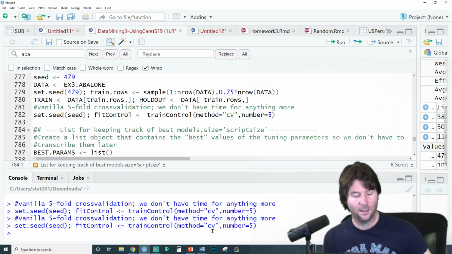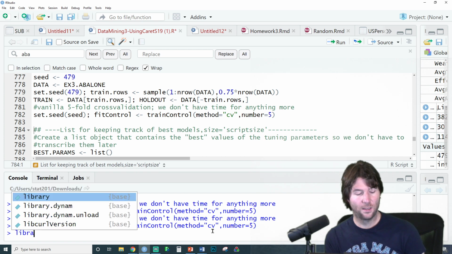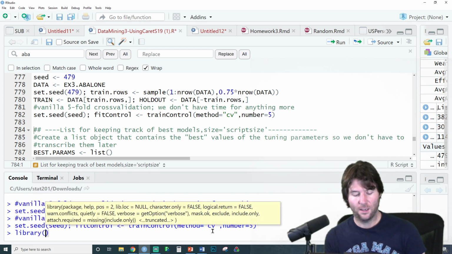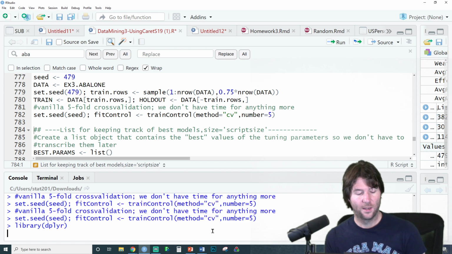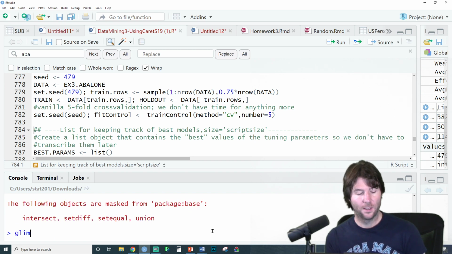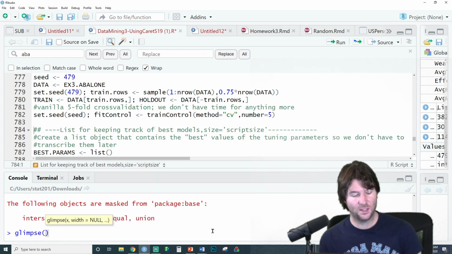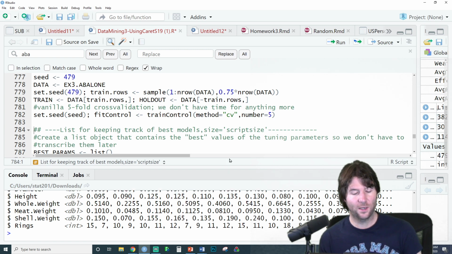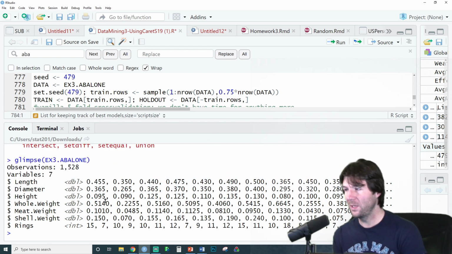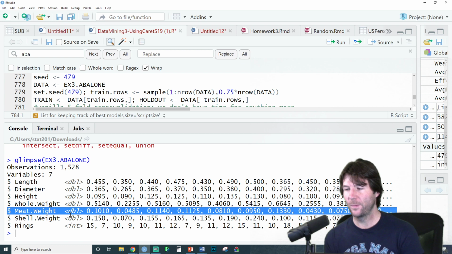That one, I think, let me try something. Glimpse. It won't show me glimpse right now. Glimpse is in dplyr, I thought it might, but I don't have it loaded. So now if you notice, glimpse loads. Glimpse is a really quick function that lets you take a quick look at a data set and see the variables. So we can see that meat weight is a quantitative variable.